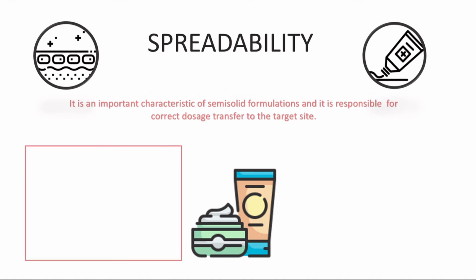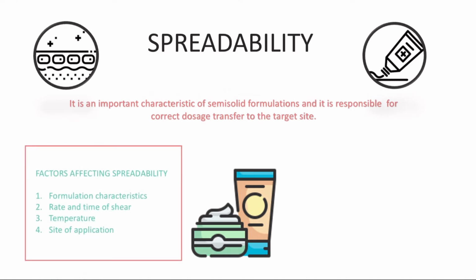There are many factors that can affect spreadability. First is the formulation characteristics. These include viscosity, elasticity, and rheology. Second, the rate and time of shear. Also, the temperature plays an important role, as well as the site of application.